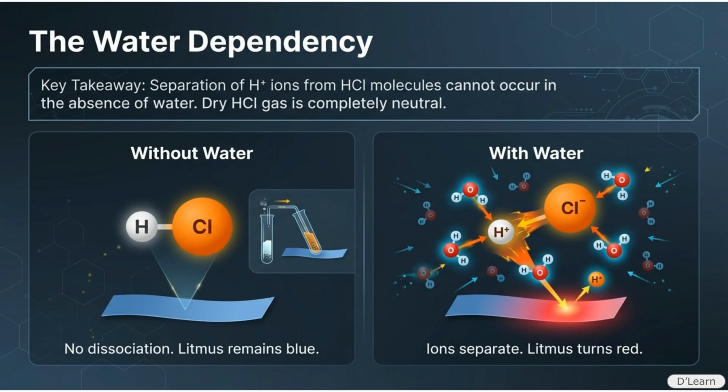Acids require water to dissociate and exhibit their properties. For example, dry HCl gas is neutral. Only when mixed with water do the ions separate, and the solution becomes acidic, as shown by the litmus test.